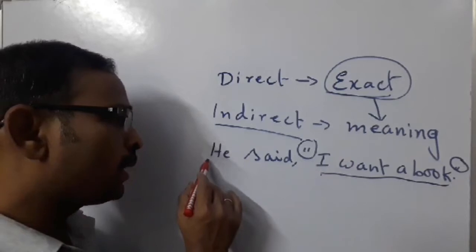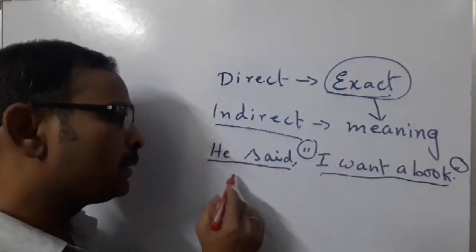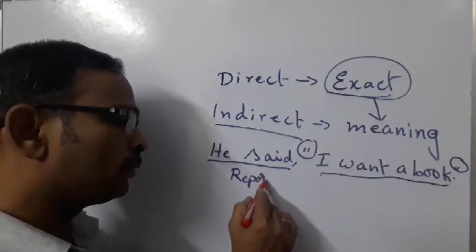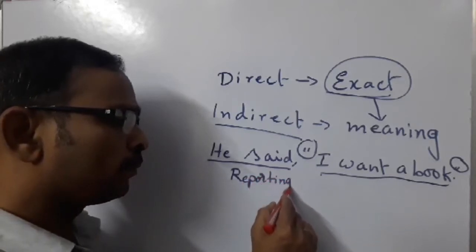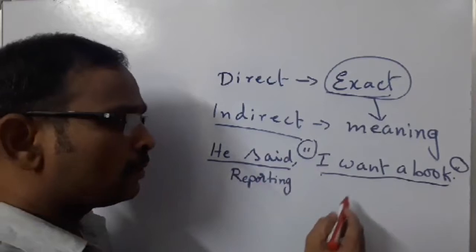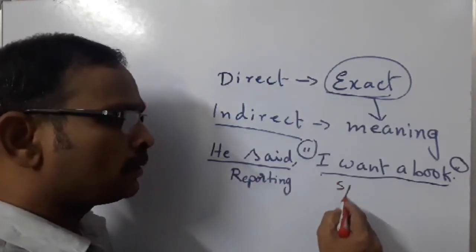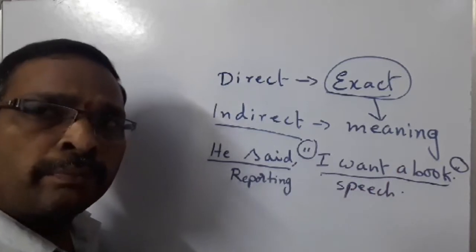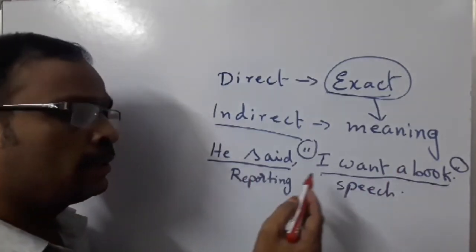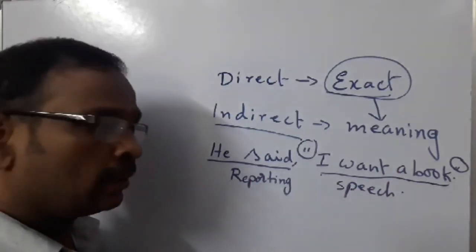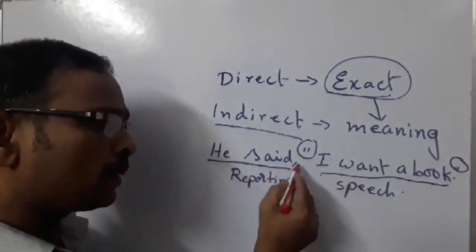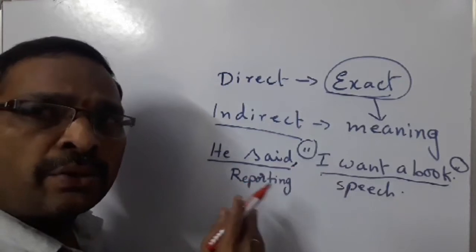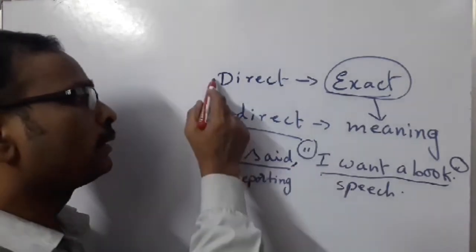And this outside part you are observing is called the reporting part. This is called the speech part. This is reporting and this is the speech part. These two parts are separated with a comma. This is the structure of direct speech.